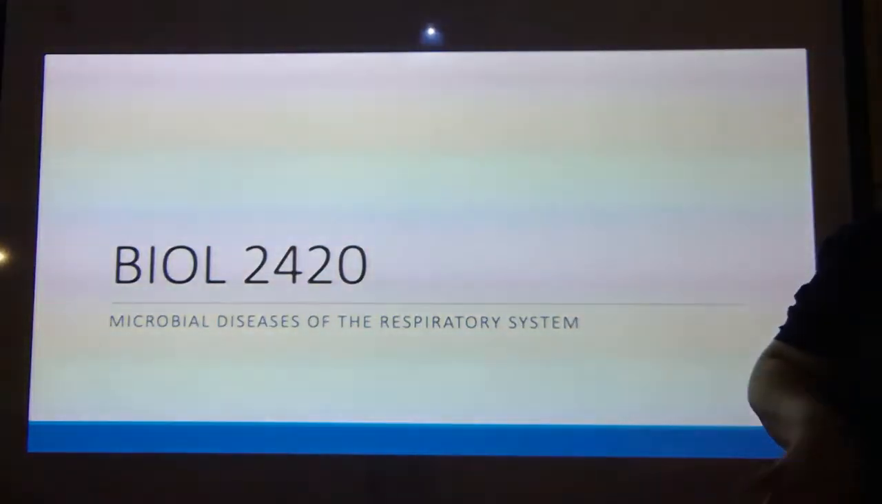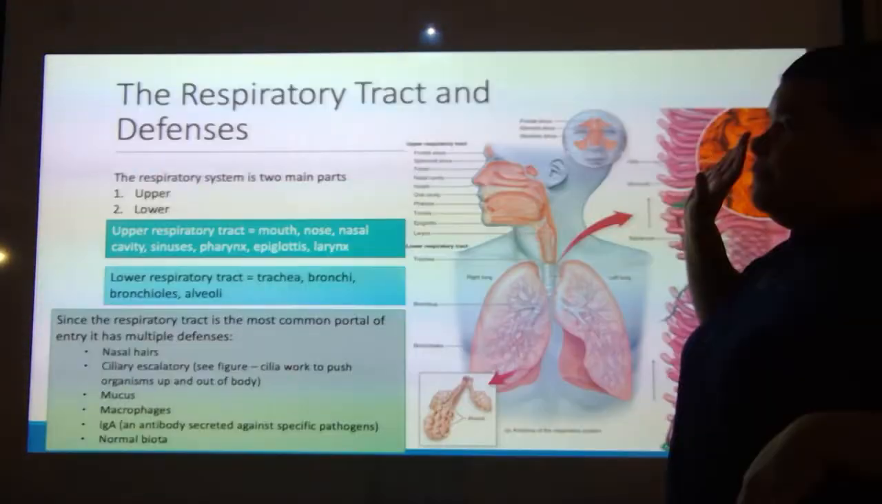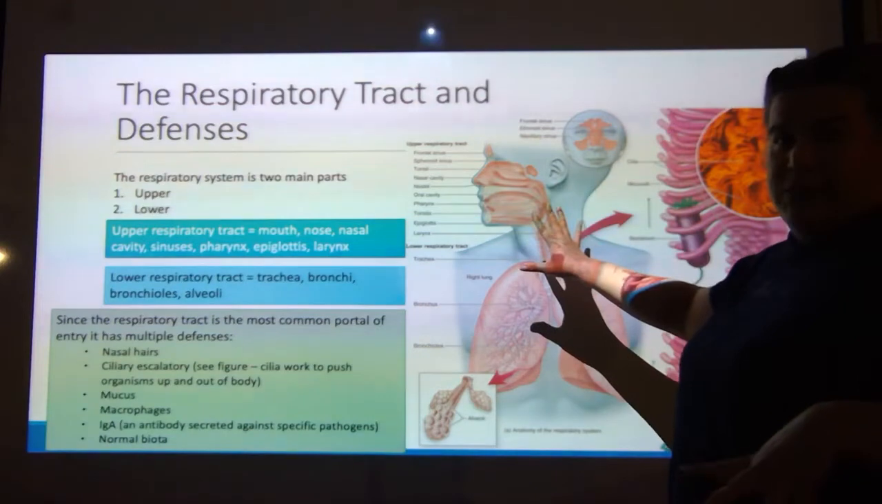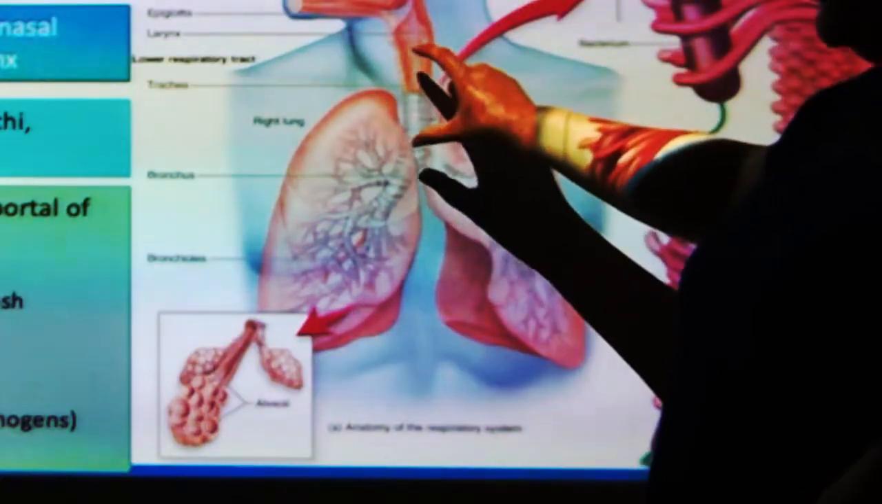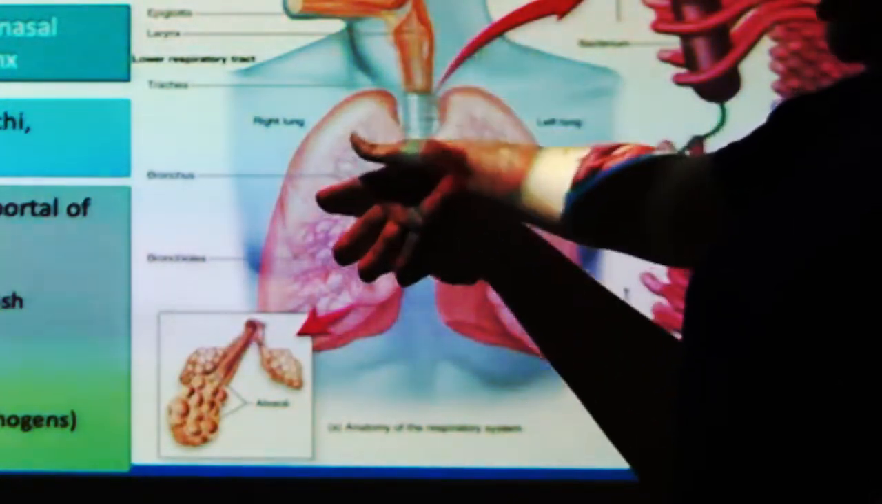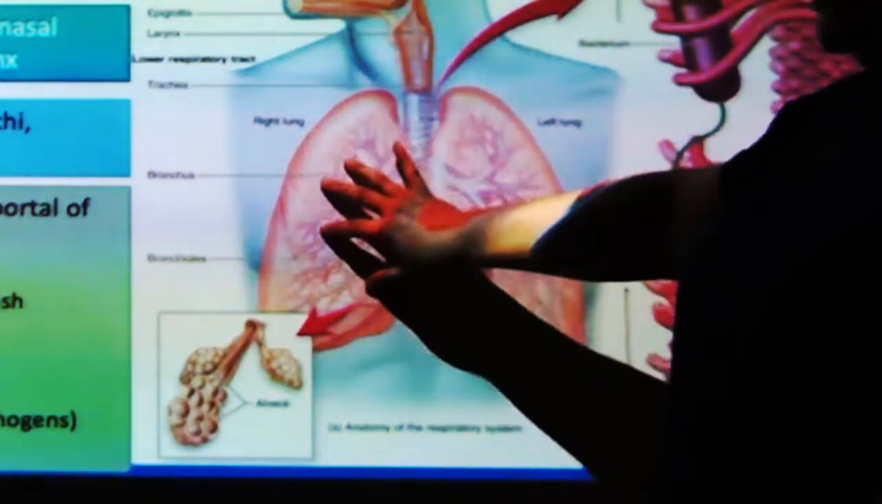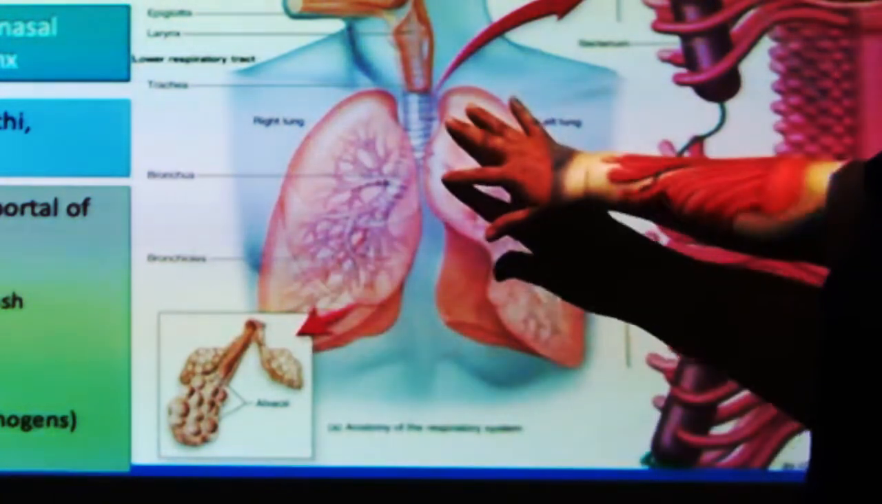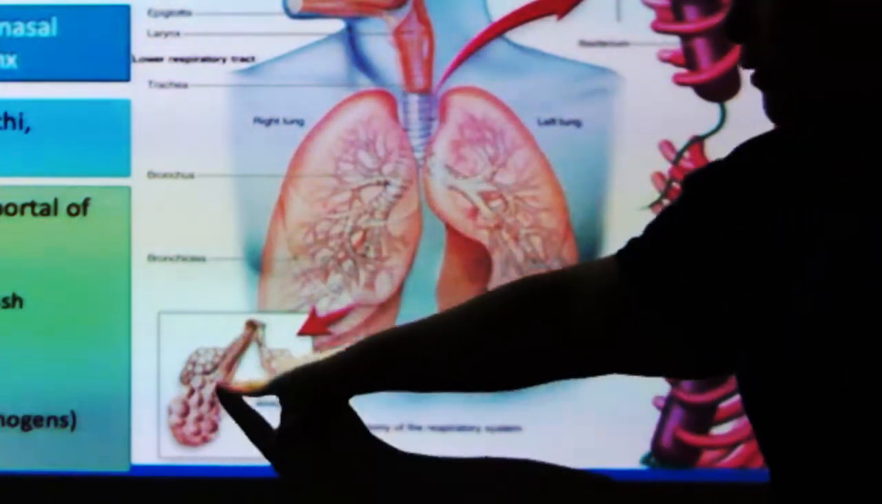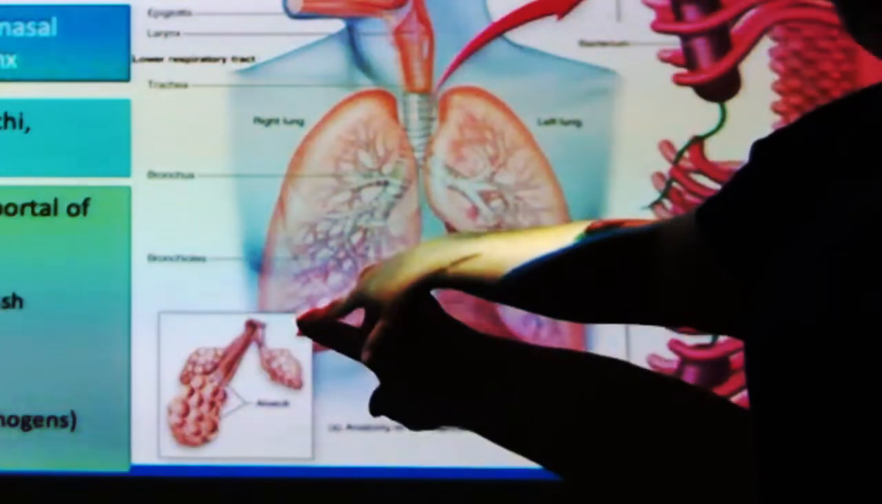Microbial diseases of the respiratory system. There are two main parts to our respiratory system, the upper and the lower. The lower starts with the trachea into the bronchioles and bronchi, which is this tree-looking piece right here, as well as the alveoli, which are what make your lungs up.